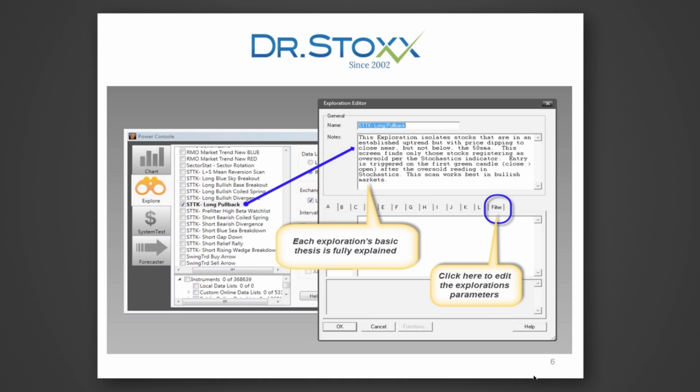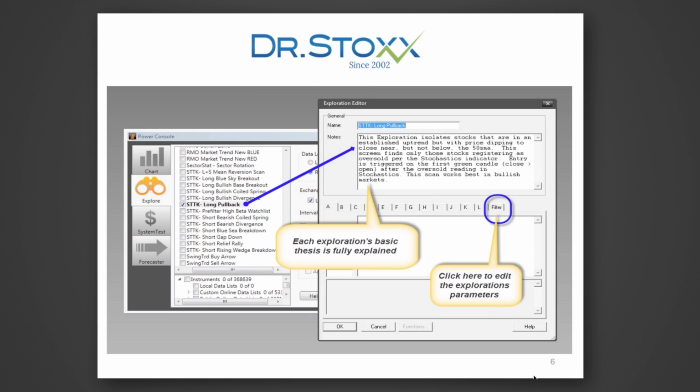Now, each trading exploration comes with a full description of the thesis behind the system, so what it is we're looking for when we run that exploration. And you'll also get a place where you can click on the filter itself, and you can dig down into the parameters, the technical parameters that go into building the system, and you can fiddle around with those if that's what you like to do. I would suggest that you don't do that if you don't know what you're doing.